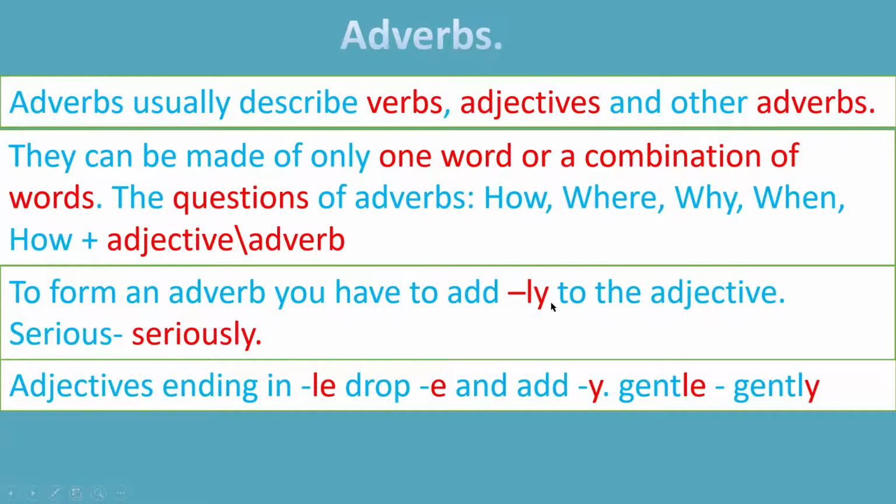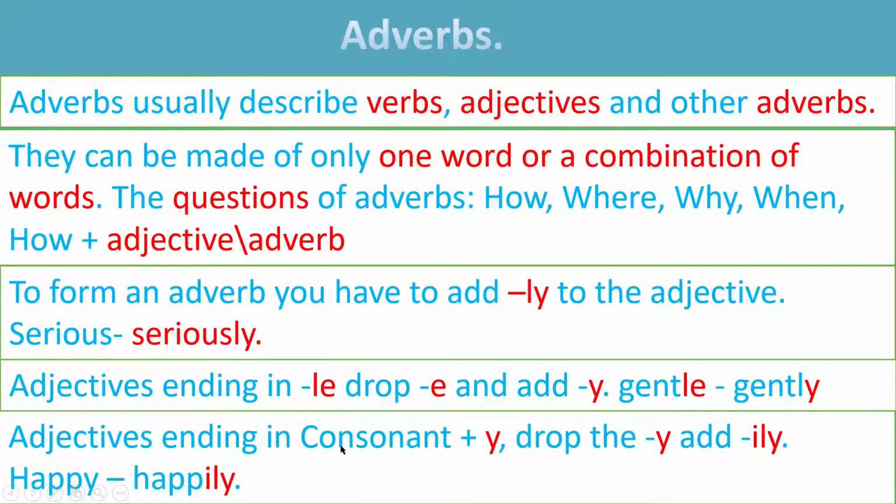But when we are adding this, there are some spelling rules, so you should know this one because there will be some changes in the letters. For example, if the adjective ends with le, you have to drop e and add y. Gentle, gently. We are just dropping e and adding y instead of e. If the adjective ends in a consonant plus y, we have to drop y and add ily. For example, happy, happily.